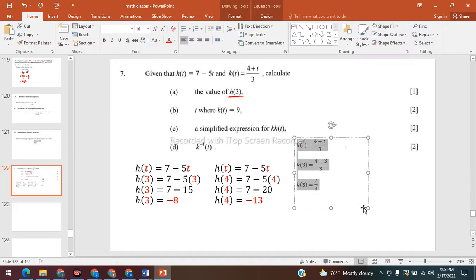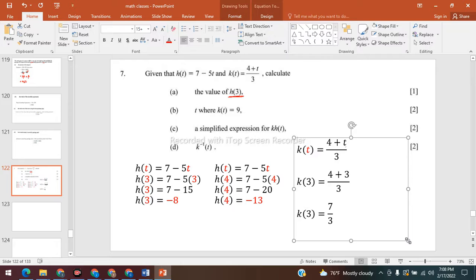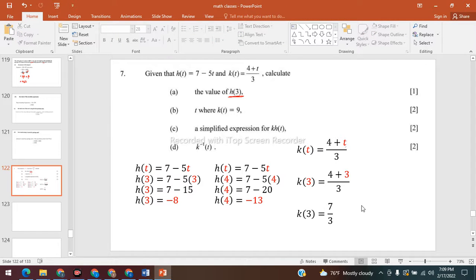I may be wrong here, 2.3. Leave it as a fraction. The reason you want to leave it as a fraction is that a decimal gives you a bunch of numbers, so better you keep it as a fraction. The idea here with k of 3 is that we have to use not the first function.